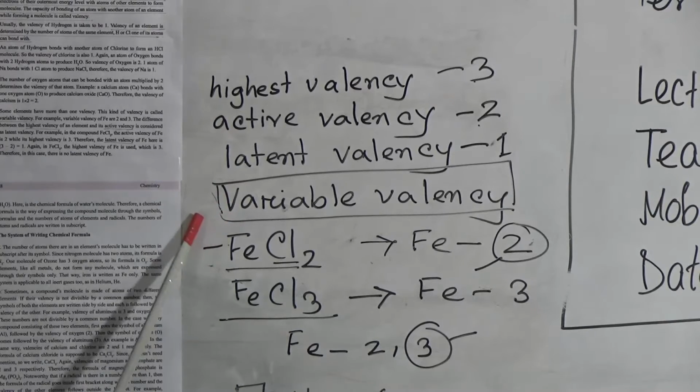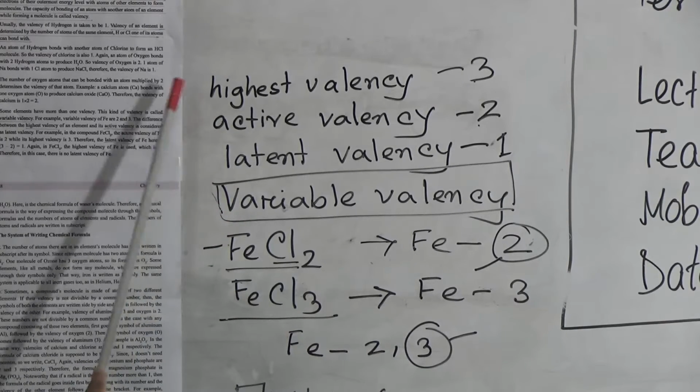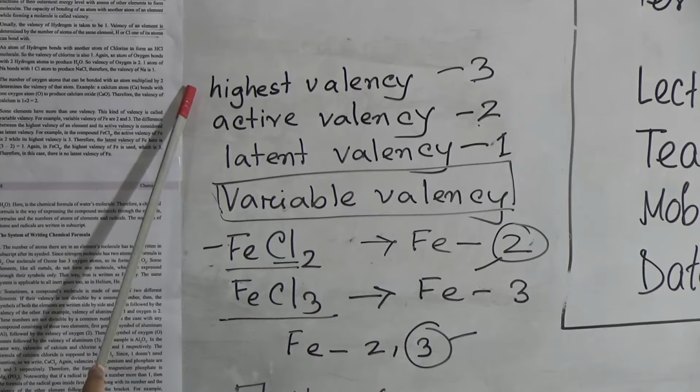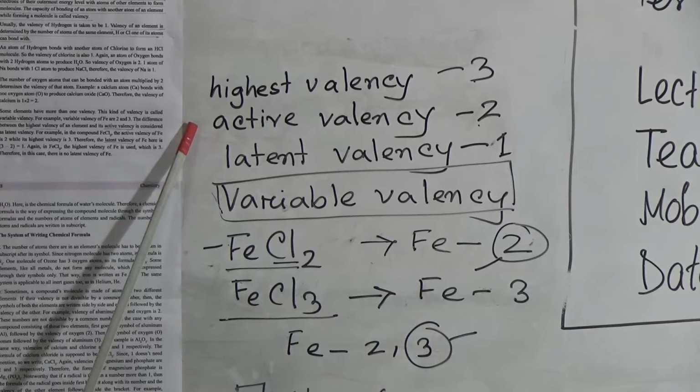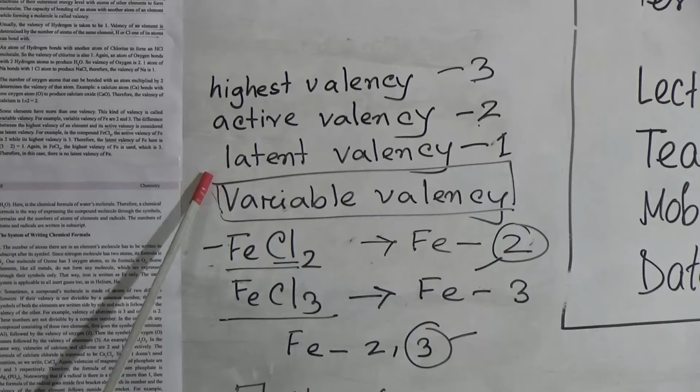Which element has several valencies? That is known as variable valency, and that element's highest valency is known as the highest valency. The valency used by that element to form a compound is known as active valency. If we subtract the active valency from the highest valency, we get the latent valency.